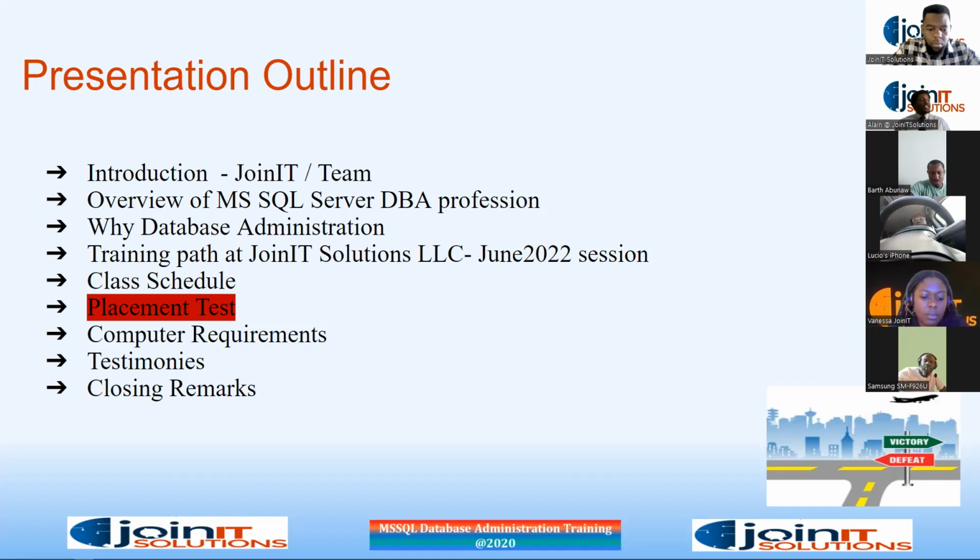You're going to look at the training path at JoinIT Solutions for the database administration training. You'll be looking at the class schedule, how the classes will look. We will take what is known as a placement test, which we will go into in detail. You will look at the computer requirements. You will hear from many people who have taken the training, are taking the training, and are teaching at JoinIT Solutions. And finally, you will get some closing remarks from the team.